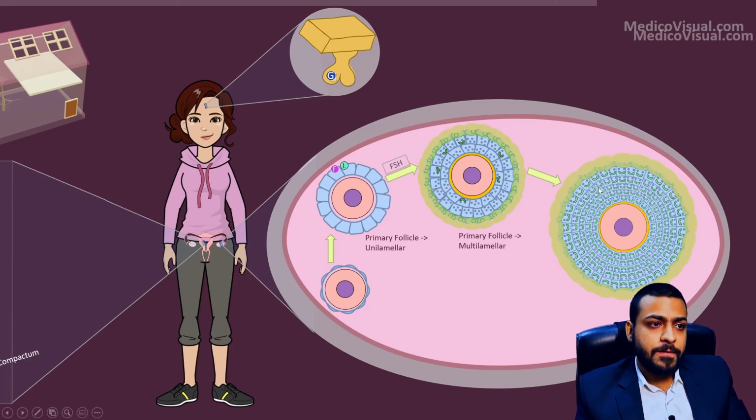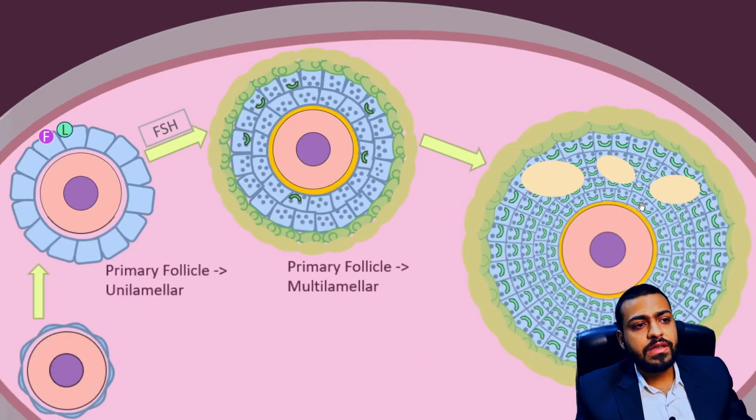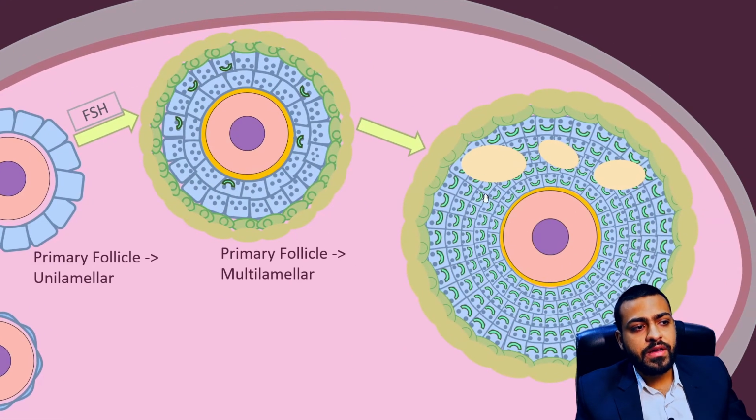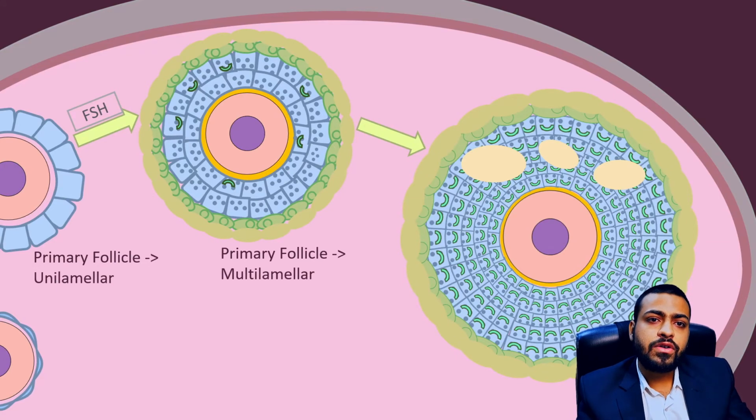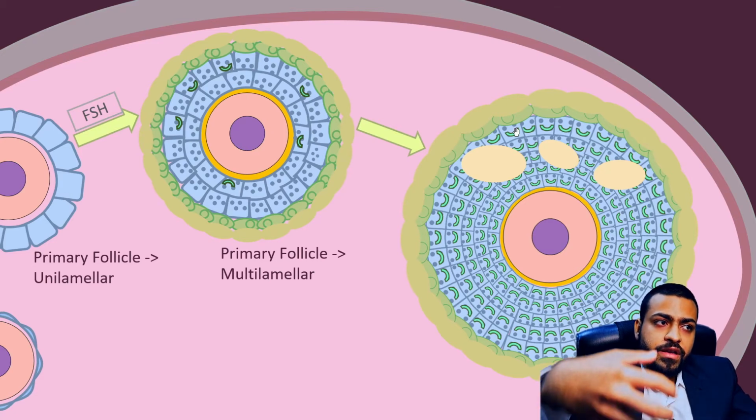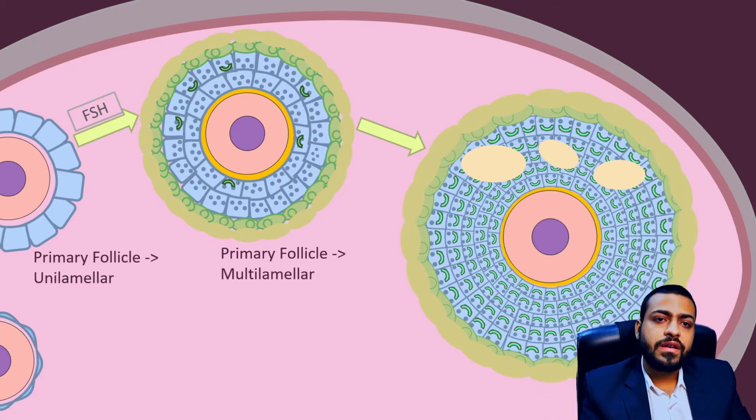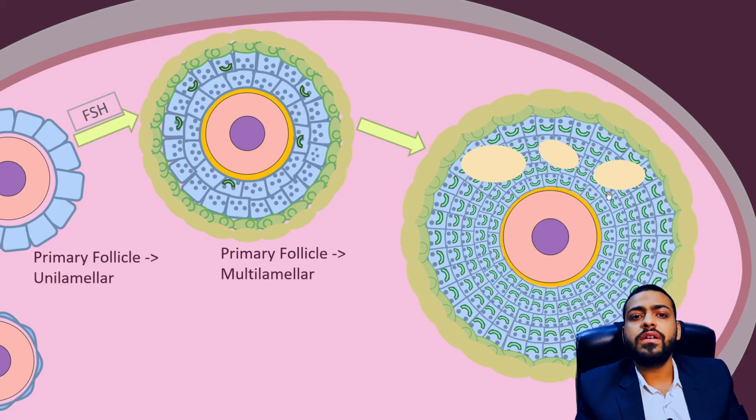Then some special pockets of fluid are formed in between these cells, and this fluid is mainly secreted by these follicular cells, and mainly it consists of substances secreted by these follicular cells, but it also has a contribution from transudate of blood vessels. Some fluid seeps out of the blood vessels present here, right? And this fluid forms these pockets of follicular fluid.